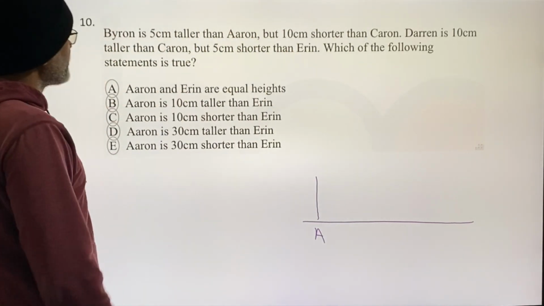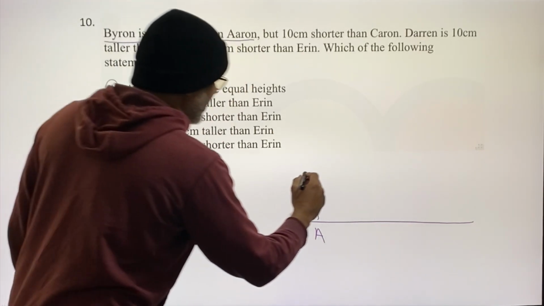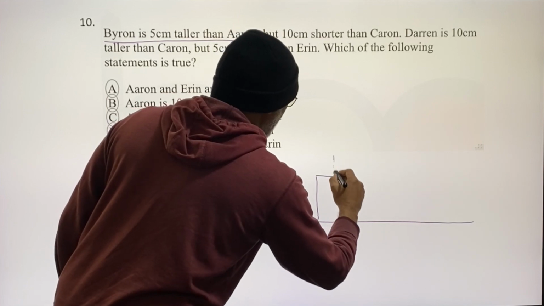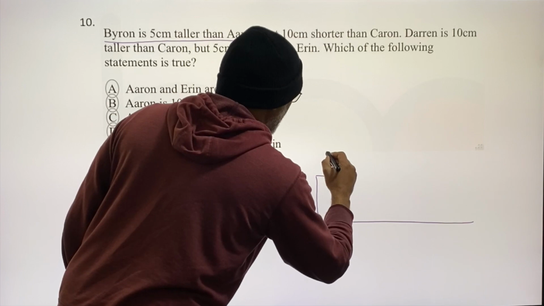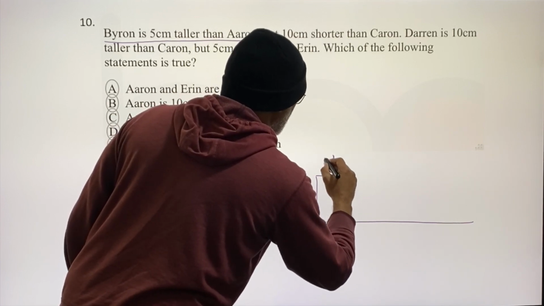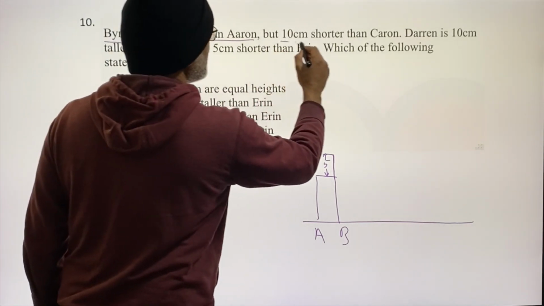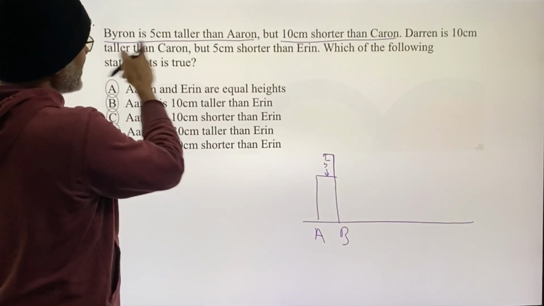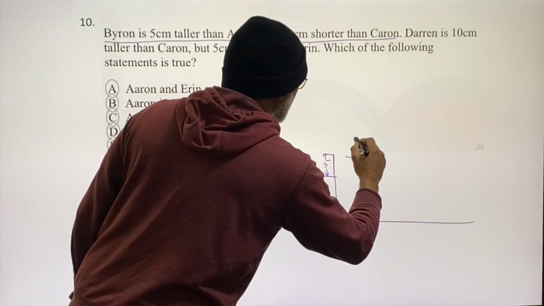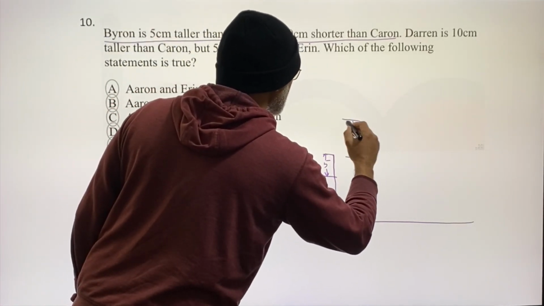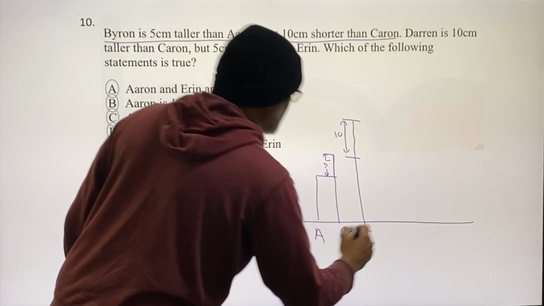I don't know this height, but I'm going to use that height as a reference and draw the other heights. So Byron is 5 cm taller than Aaron. Okay. So whatever Aaron is, 5 cm taller is Byron. So this is B and this is 5 cm. Okay, but 10 cm shorter than Caron. That is, Byron is 10 cm shorter. That means Caron is 10 cm taller, right? So 5, another 5. So this is 10. So this is C, right?